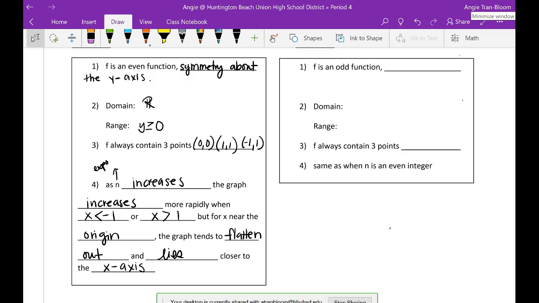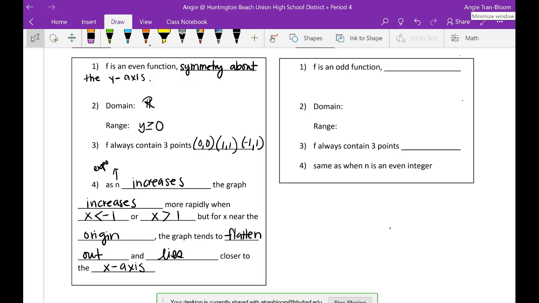1/2 squared or 1/2 to the 10? Yeah, 1/2 to the 10 is going to give me a smaller outcome, right? So that's why it says except near the origin, from -1 to 1. It's flatter. That means it's closer to the x-axis because the output is a lot smaller. Okay, so that's it. All right.